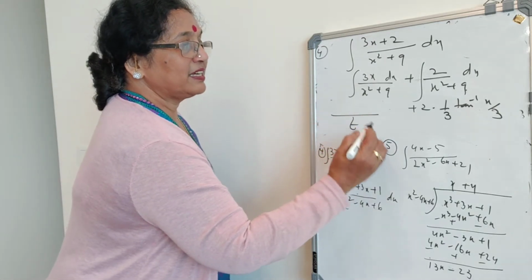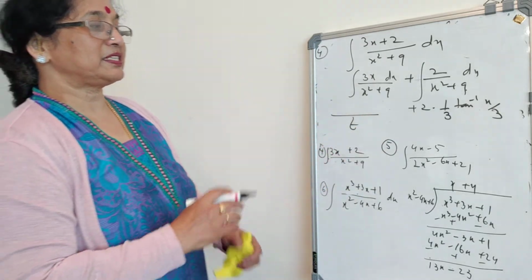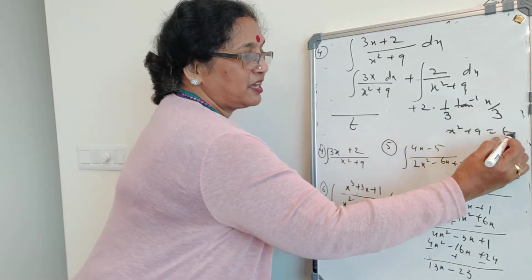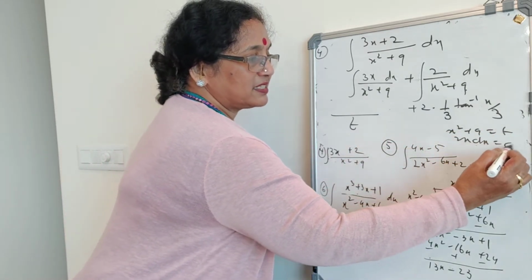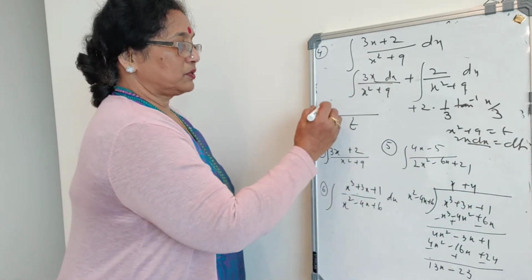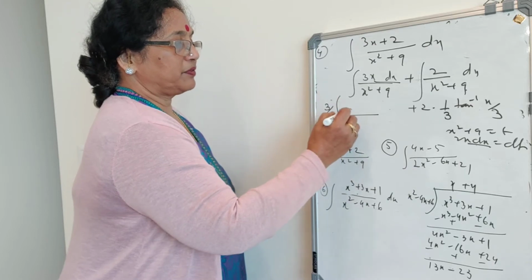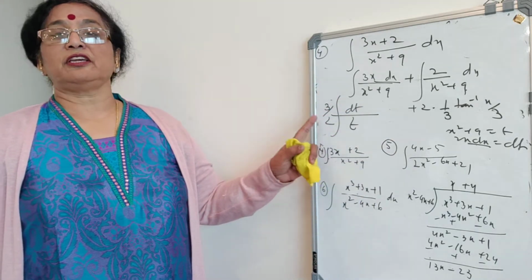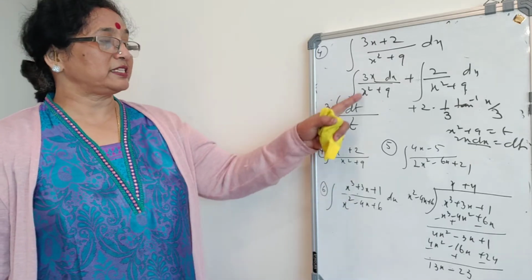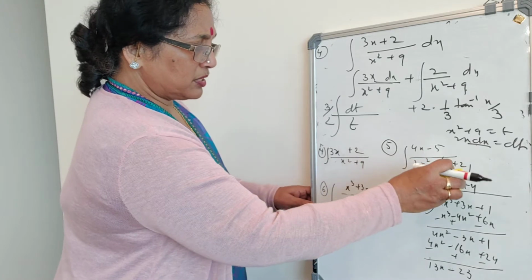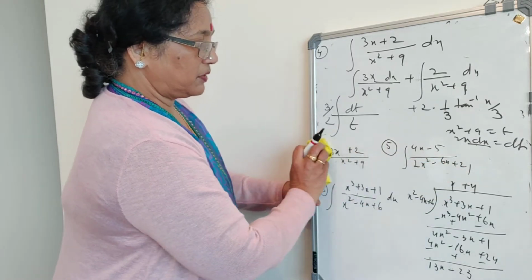When you have taken x square plus 9 as t, 2x dx is dt. So what is my x dx? dt by 2. So dt by 2 comes back and therefore, straight away what is the answer? ln of t, 3 by 2 ln of t, and what is my t? That is this. So coming to this one, 4th and 5th, okay.